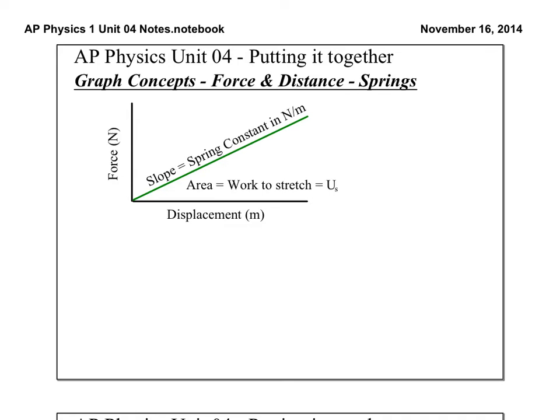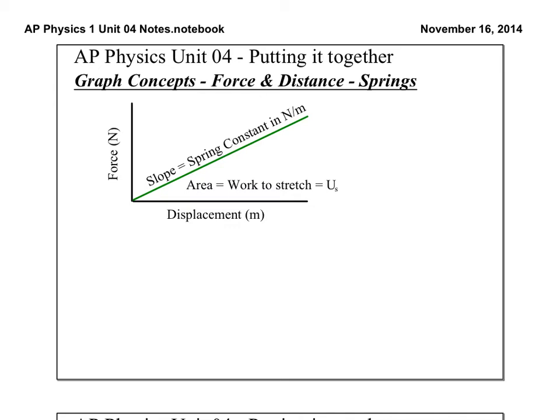Scrolling on. We also have a force displacement graph for the spring, or for any spring that we have. Remember, the slope of one of these is the spring constant. It's newtons per meter. Well, that is rise over run. That unit kind of helps guide your thinking, hopefully.